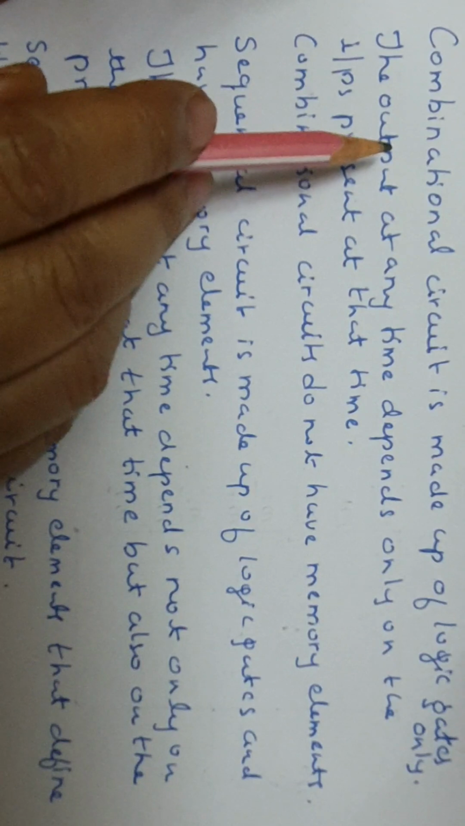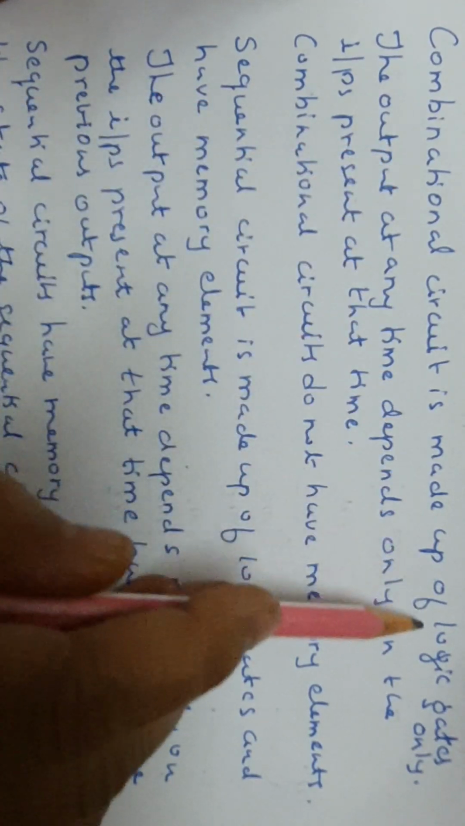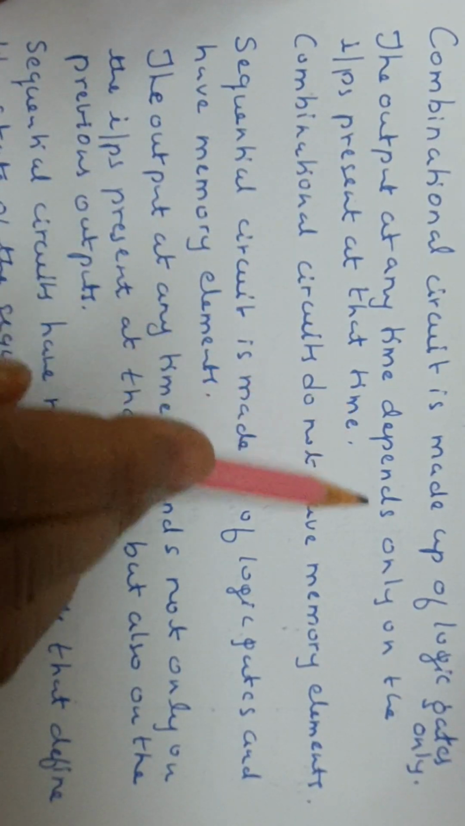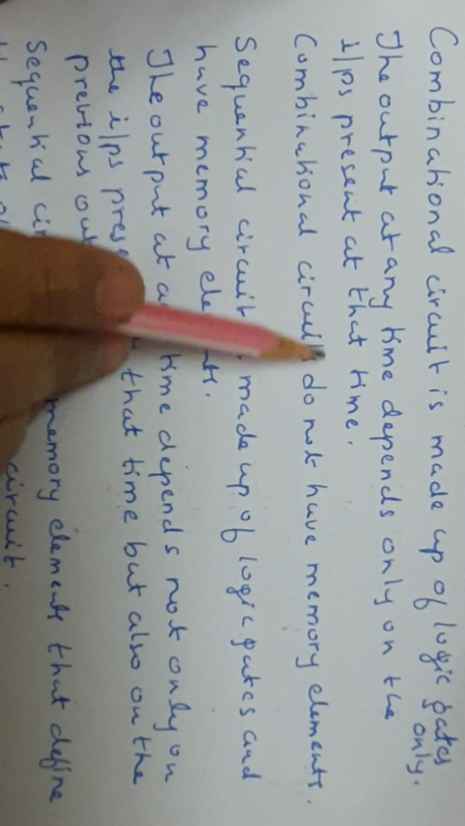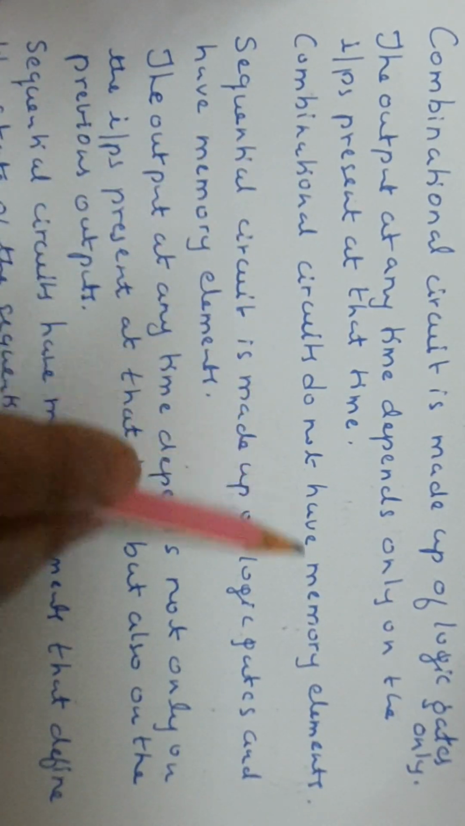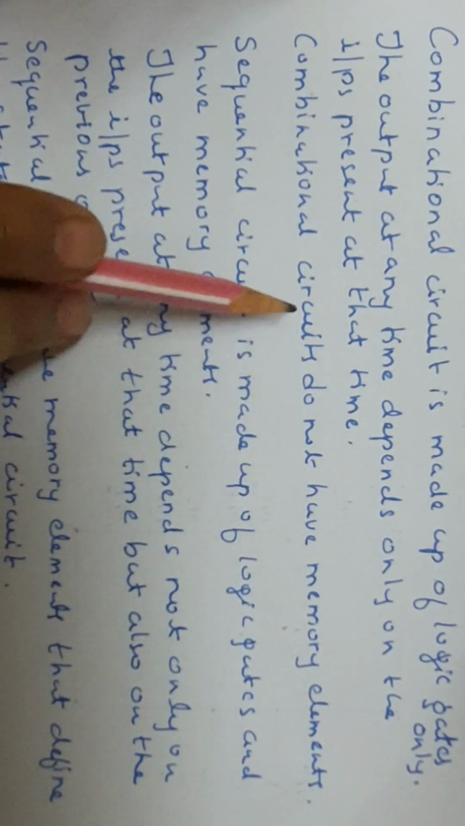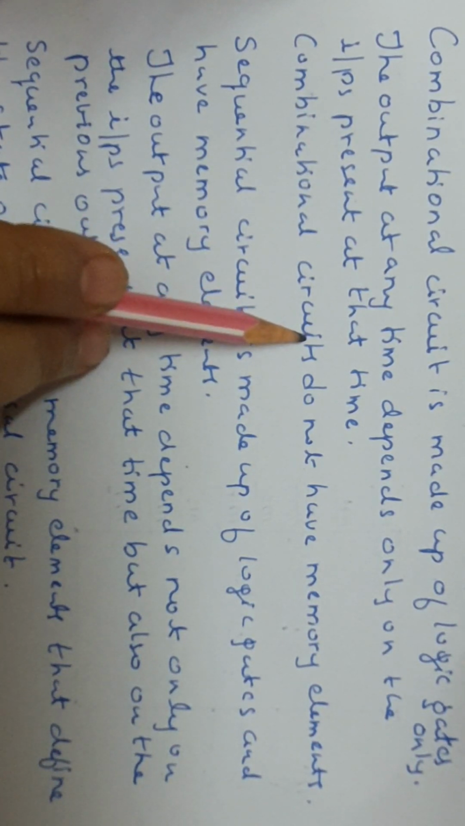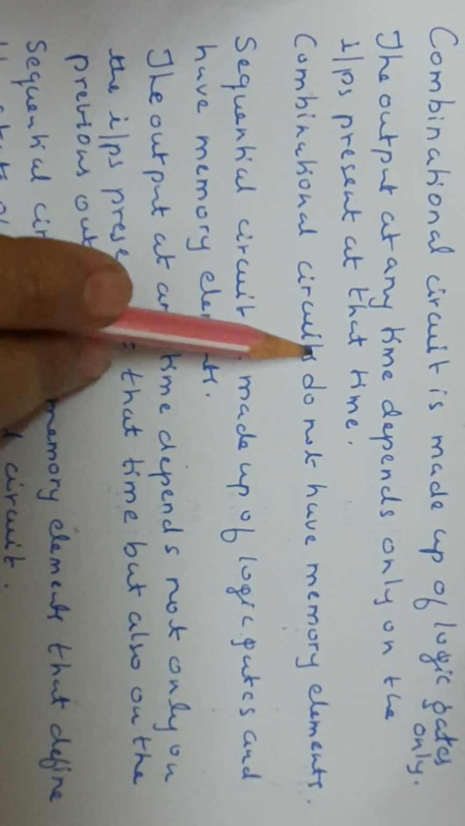So here, whatever we have discussed so far: a combinational circuit is made up of logic gates only. The output at any time depends only on the inputs present at that time in combinational circuits. Combinational circuits do not have memory elements. The examples for this: adders, subtractors, multiplexers, demultiplexers, encoders, decoders.